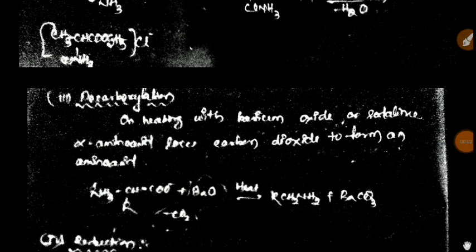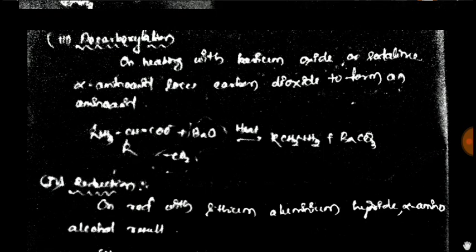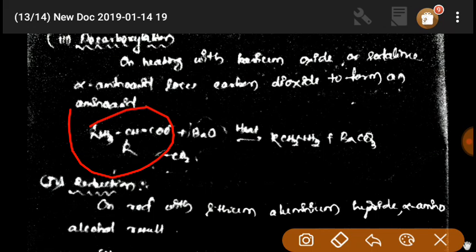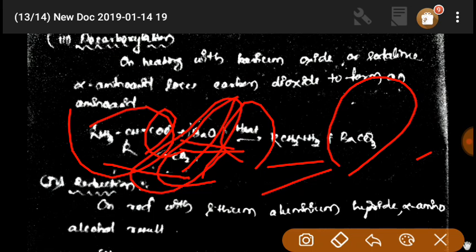Next I come to decarboxylation. Alpha amino acid on heating with barium oxide or soda lime loses carbon dioxide and forms a primary amine. Okay, you can see also in the figure that this is the amino acid part and this is barium oxide, and it gains CO2, because the amino acid loses carbon dioxide and it is gained by barium oxide in the presence of heat. Okay, a primary amine will result and at last BaCO3 will result.